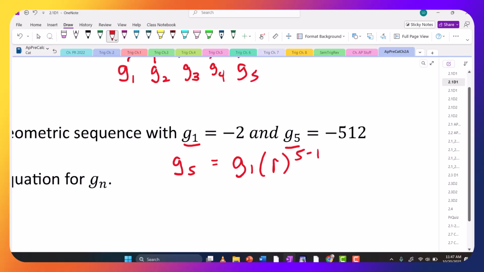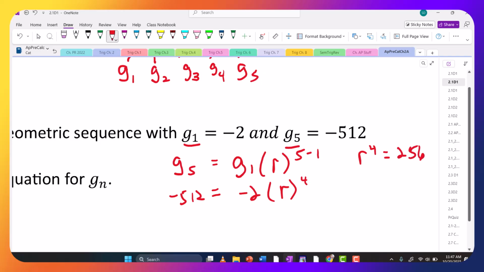This is not formula memorization. This is formula understanding. All right, and then I'm actually going to plug in those numbers and solve for this. This is where this gets a little bit too much, though. 5 minus 1 is 4. This is negative 512. And then I'm going to go ahead over here and solve this. R raised to the 4, not sub 4. That's wrong. Divide, isn't that 256?